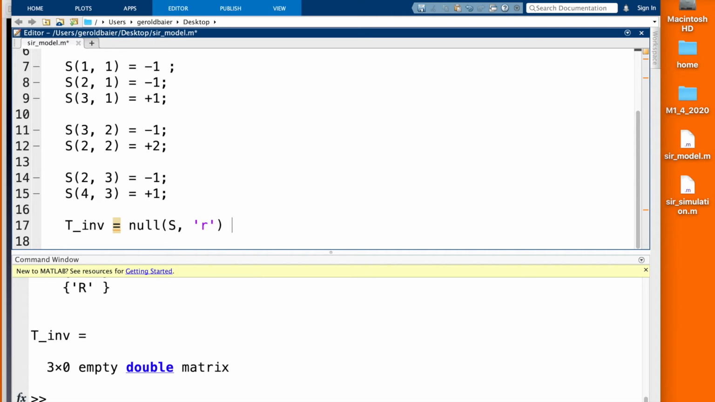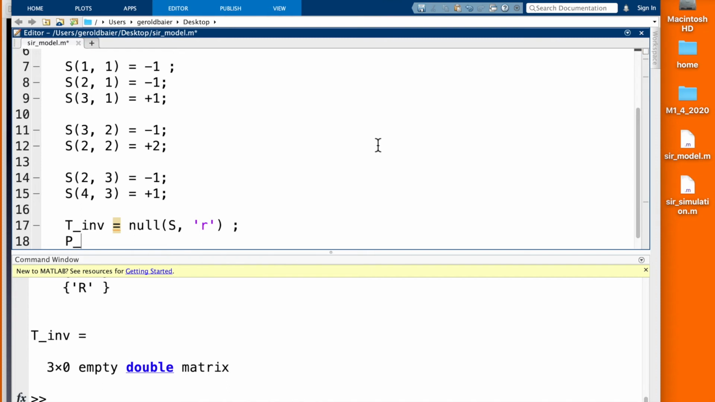T invariance means: how many elementary fluxes are there, or what combination of reactions leads to the number of persons being unchanged? Well, the answer is an empty matrix. It means none. There isn't a combination of those reactions that we have included that will not lead to a change in species numbers. So that's one thing.